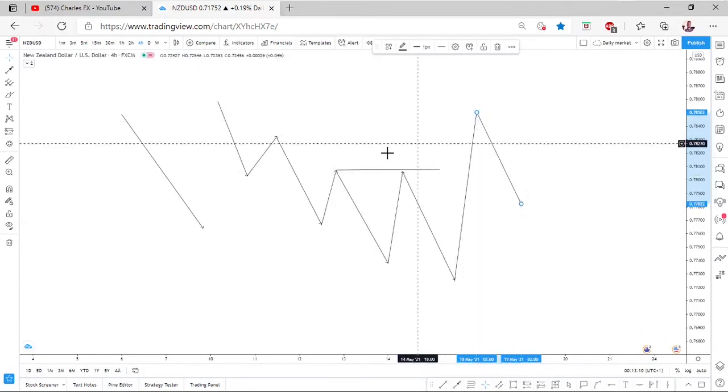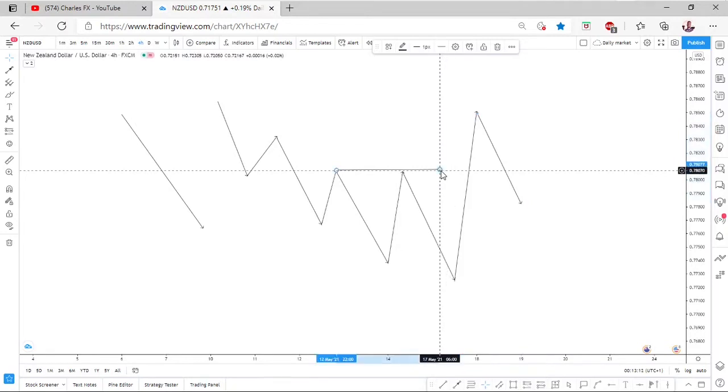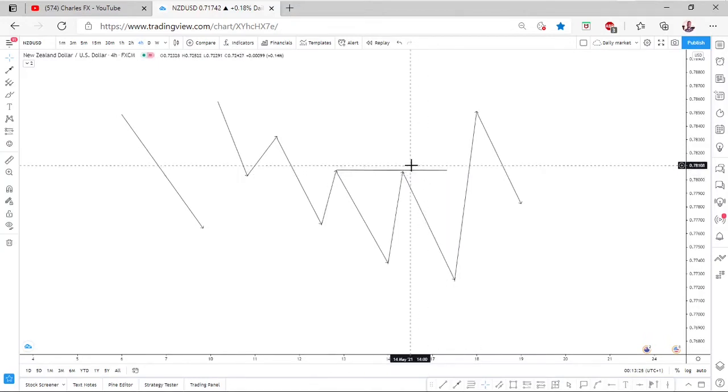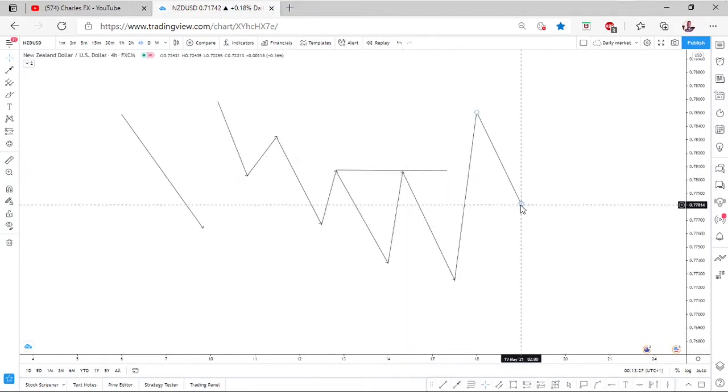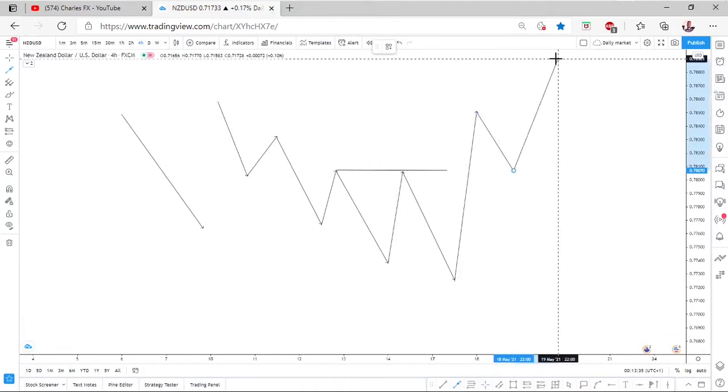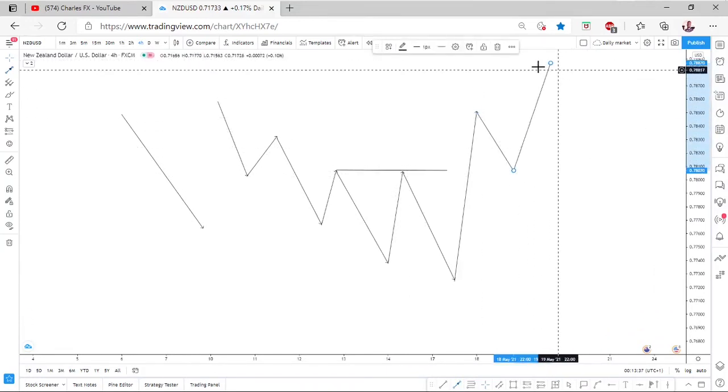But after breaking above this structure, like I taught in my support and resistance video, when a support is broken or a resistance is broken, they either both start acting as a support or as a resistance. In this case, when this resistance is broken, it starts acting as a support. So we can see the market come down to retest this resistance that was broken, that is now support, before it starts going up, making a new high.